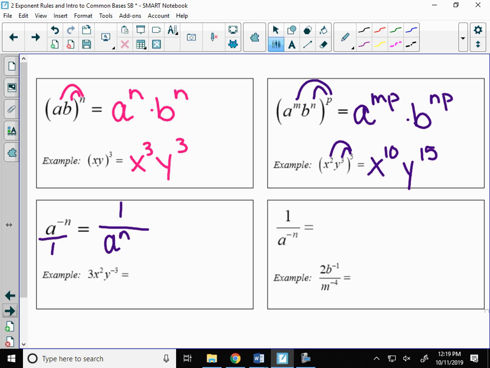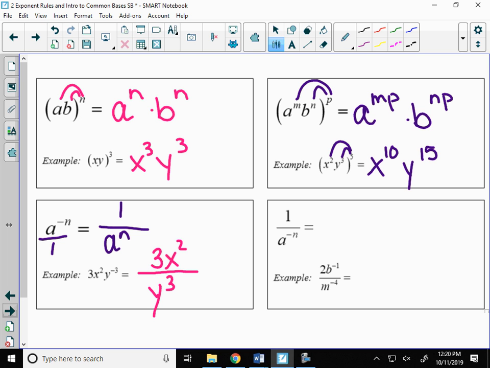All right, so I have a kind of complicated, more so, example here, because I want to make sure you know what's allowed to move and what's not allowed to move. In this example, what has to stay put? What does not move? 3x squared. Those both have positive exponents, so they stay in the numerator. The y moves to the denominator and becomes positive.